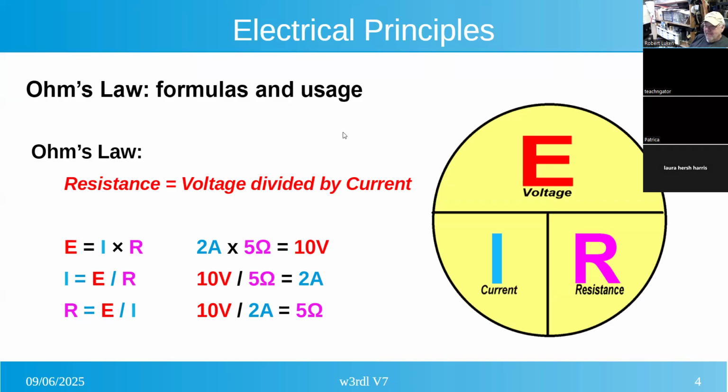The math of Ohm's law is basically E is equal to I times R. And if you rearrange, you can get I is equal to E over R, or R is equal to E over I. There's just some examples with numbers.